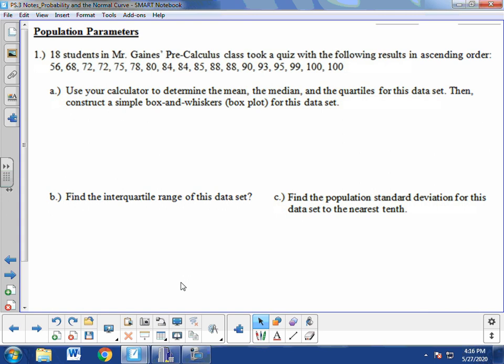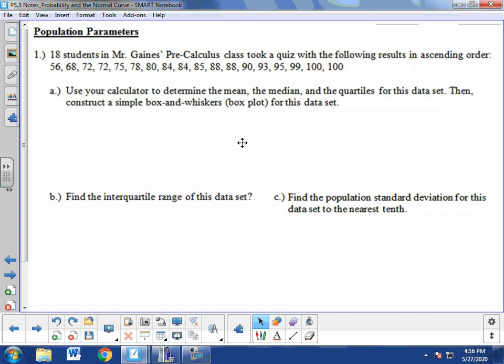So I went ahead and placed those from lowest score to highest score. Use your calculator to determine the mean, the median, and the quartiles for this data set. Then construct a simple box and whiskers or box plot for this data set. This is something that you probably did in Algebra 1. You found mean, median, and mode.